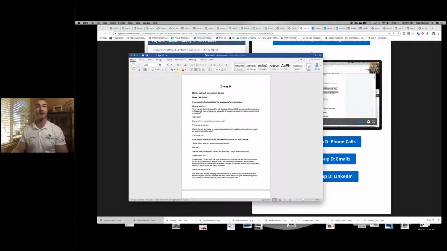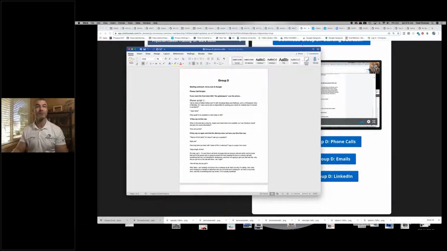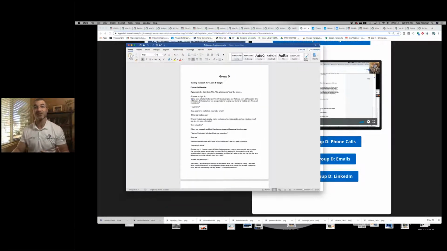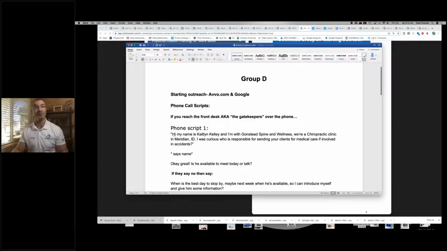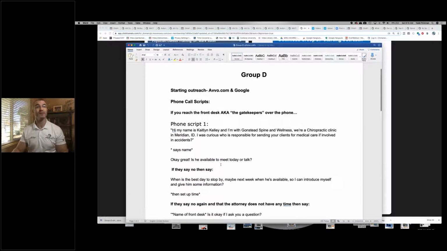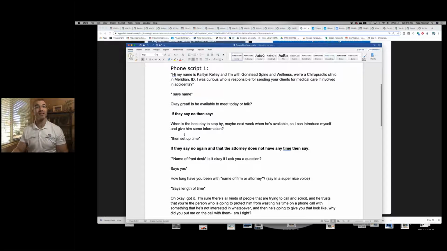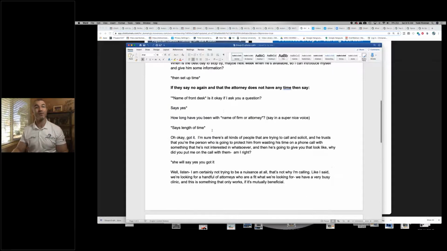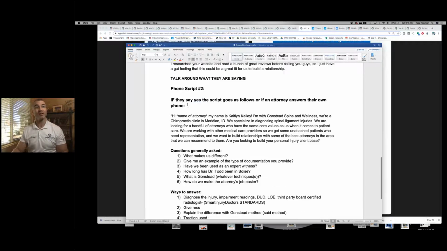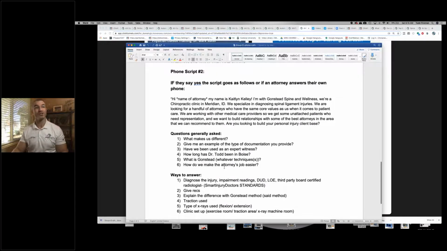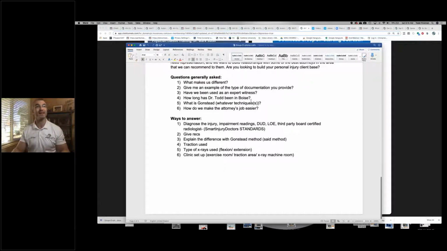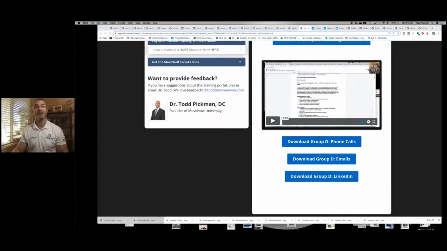Right here, it talks about the scripts as far as how we go through this whole process. And this is the stuff that actually works. This is not theory. This is proven. So, phone script. What happens if they say no? What if you get them on the line? If they say yes, the script goes as follows, or if an attorney answers their own phone. General questions asked, ways to answer. It's all mapped out here. And we have phone calls, emails, LinkedIn.